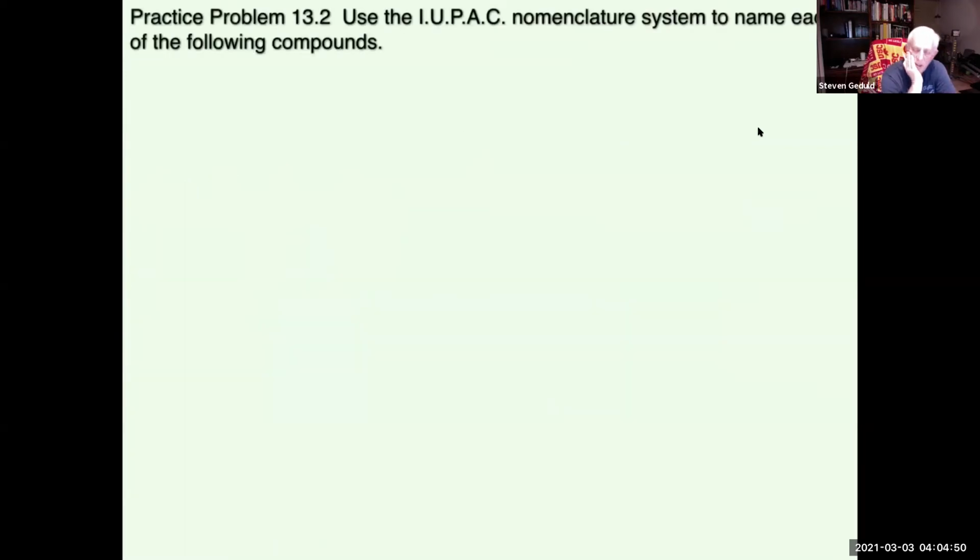Okay. Nothing new or earth shattering here. It's the same kind of nomenclature we've been doing. The only difference is the alpha, beta, gamma, delta system. That's the only difference we have so far with naming this versus everything else we've been doing.